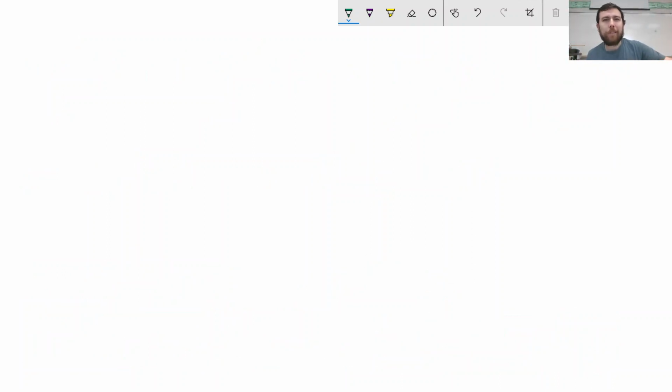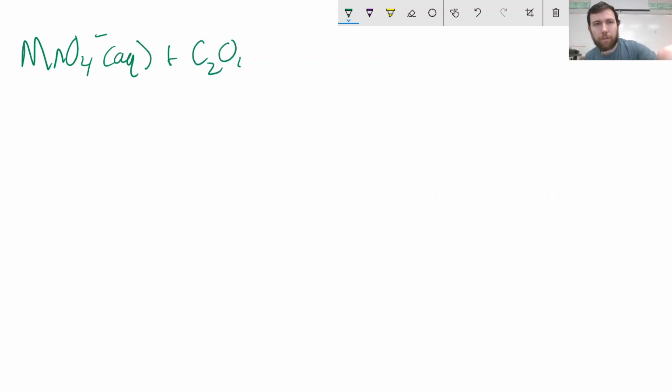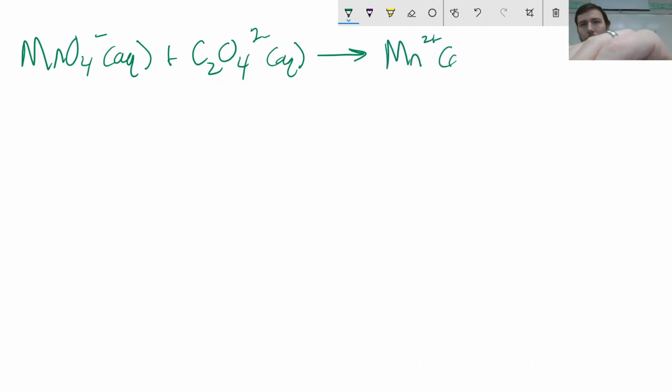So the next reaction, they told us it was in acidic solution, but it's the permanganate ion. So we've got MnO4- (aq) plus the oxalate ion, so we've got C2O4 2- (aq) produces, we end up with Mn2+, so the manganese 2 ion, plus, we end up with carbon dioxide that is aqueous. So carbon dioxide that has been dissolved in the solution.